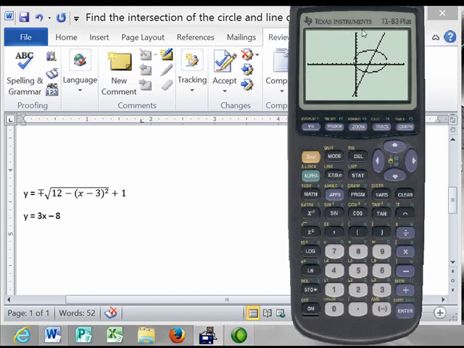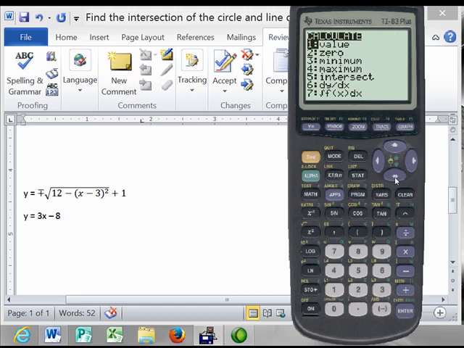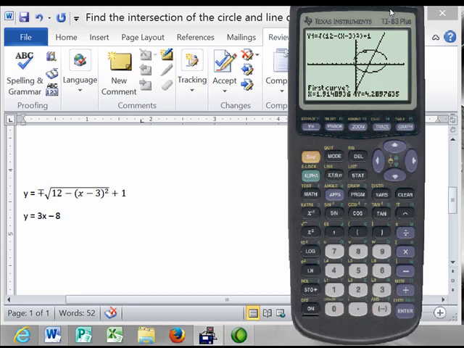We want to find the intersection. To find the intersection you go second trace and go to intersect, and first curve is one of your circles, hit enter. Second curve is going to be your line, so you want to be on the line closer to the intersection, hit enter, enter again. And there's one intersection at 4.095 and 4.286.